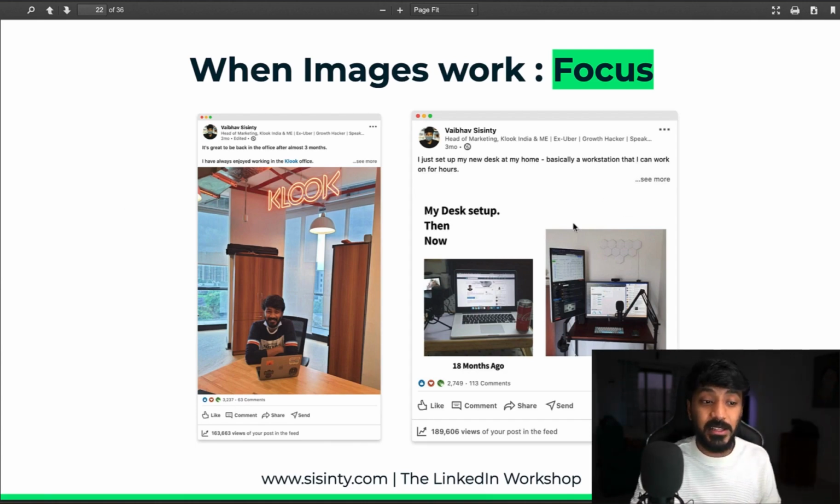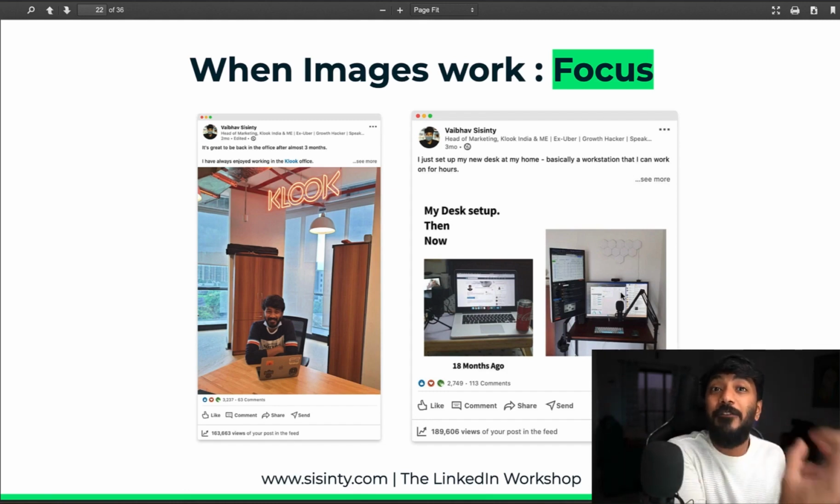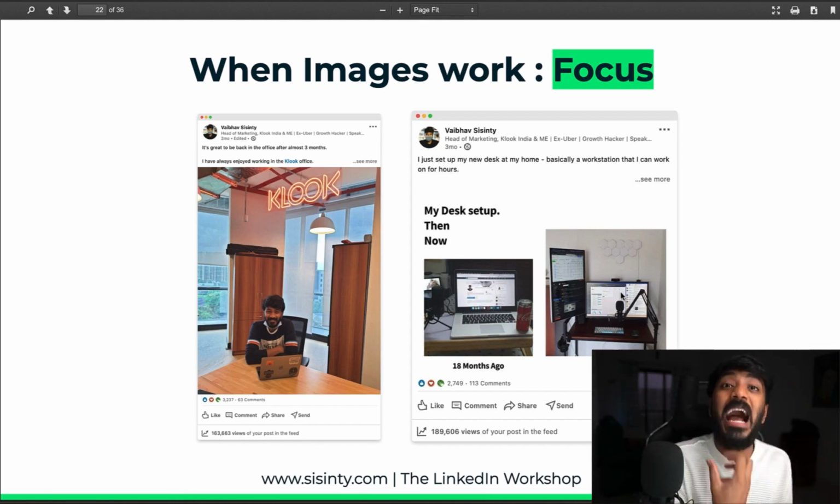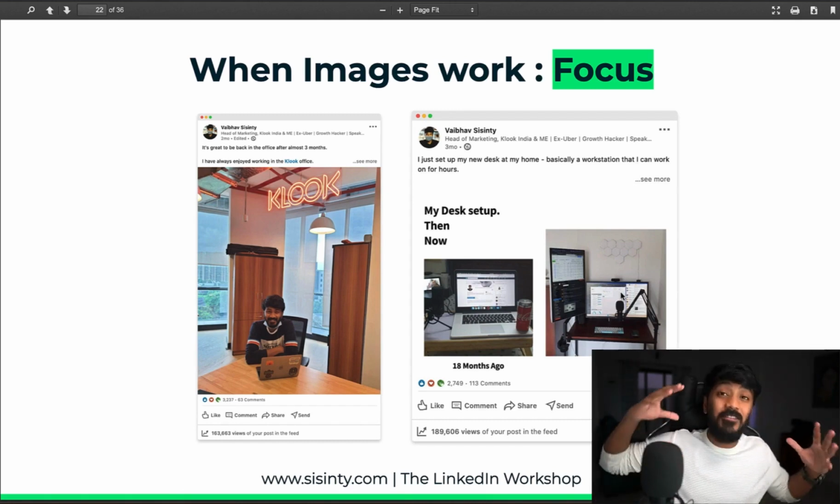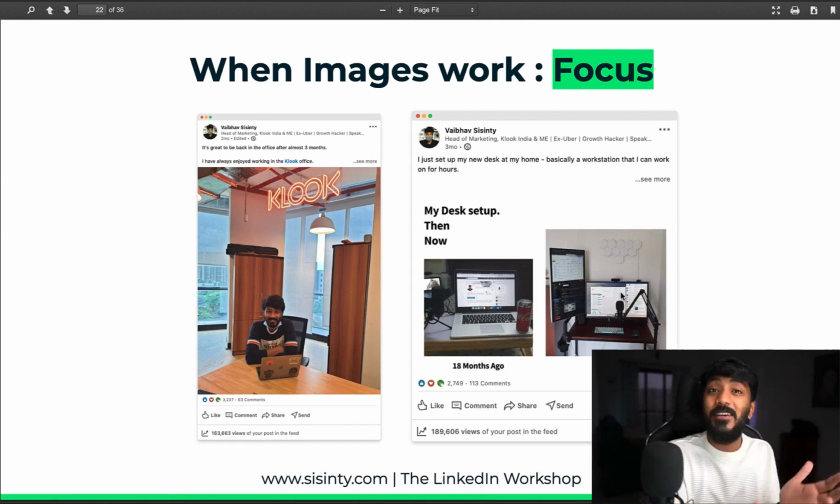For example, the next example is this, right? I was talking about how I upgraded my setup from this 18 months ago to this. This I cannot convey in form of words. So I have to use an image. And in these cases, images do well, but there are very few cases, guys. I've done so many image posts and I could only find these 2 examples which did well. So you get an idea.